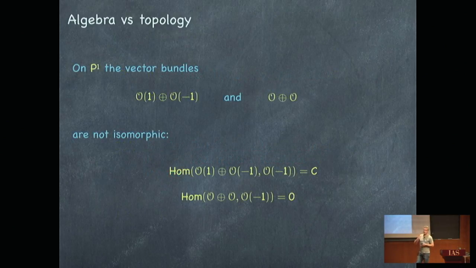So the first thing, the most elementary example to look for the homotopy invariance of bundle theory and to see if it's possible to access this with homotopy theory, is on the projective line, and to look at the bundles O(1) plus O(-1) and the trivial two-dimensional bundle. Now, these are not isomorphic. There are no polynomials of degree -1, so there are no maps from the trivial bundle to O(-1), but there's a one-dimensional space of maps from the vector bundle on the left to O(-1).